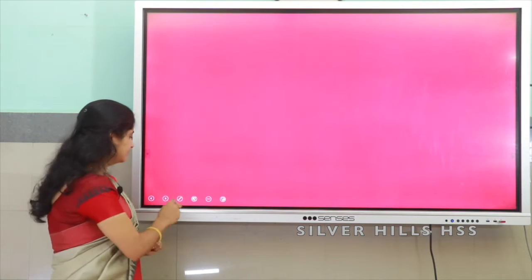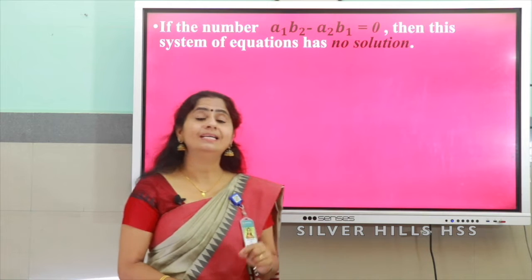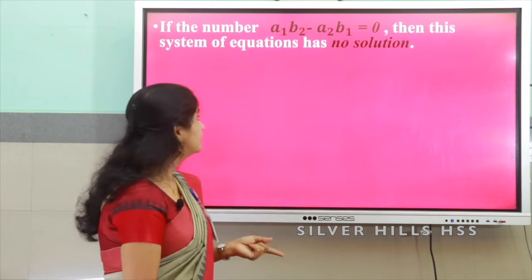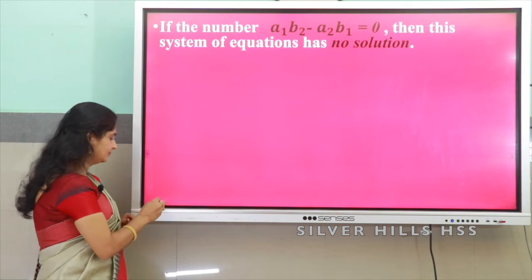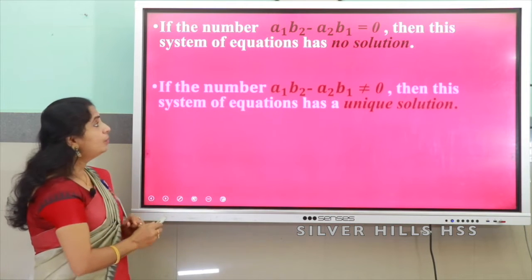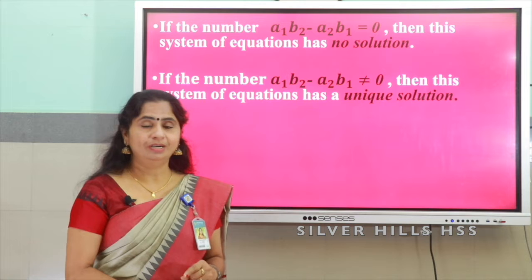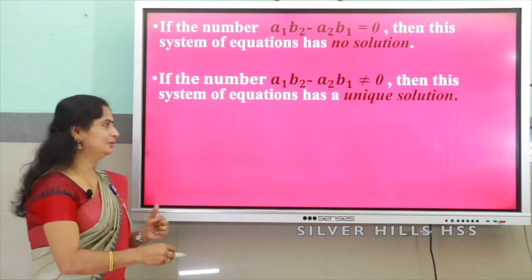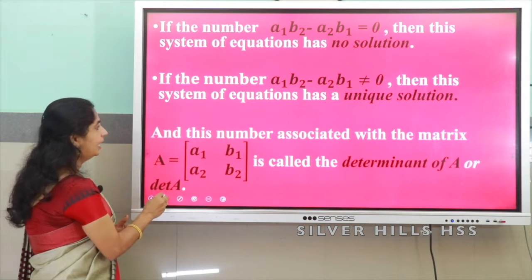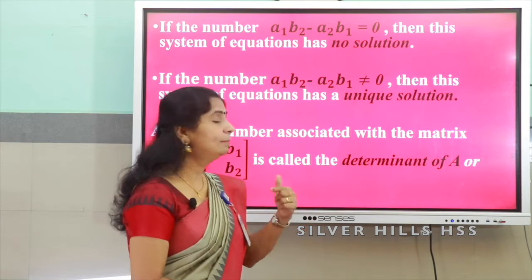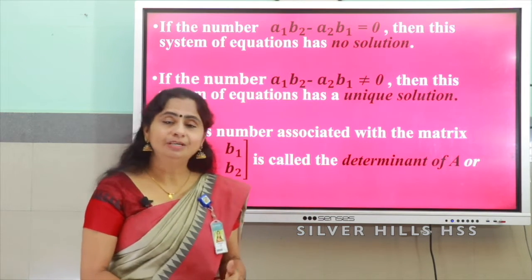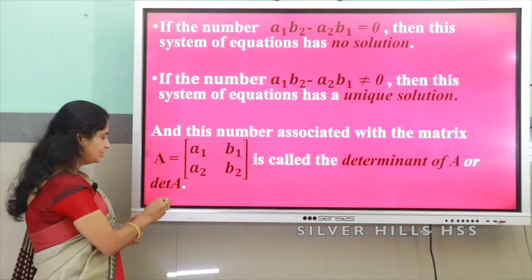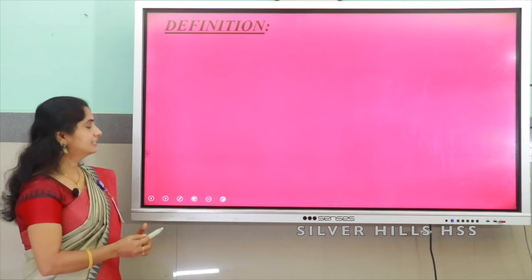So if a1 b2 minus a2 b1 is equal to 0, then we say the system of equations has no solution. If a1 b2 minus a2 b1 is not equal to 0, then we say that the system has a unique solution. And this number associated with the matrix is called the determinant of A, or det A, the first three letters, DET, A. Hence, we can define the determinant as follows.